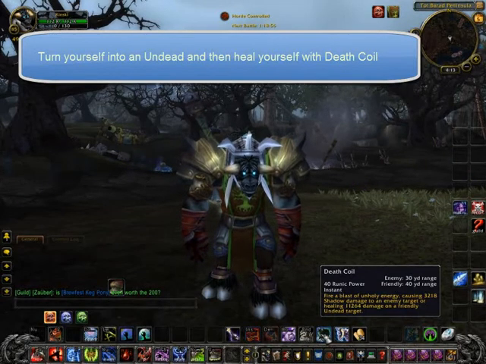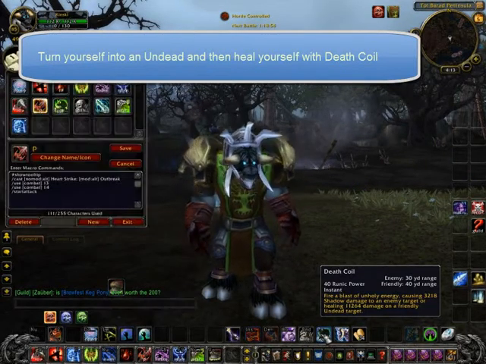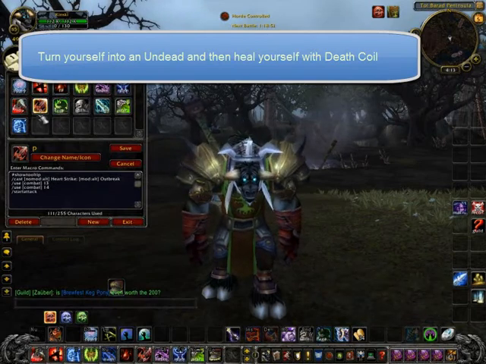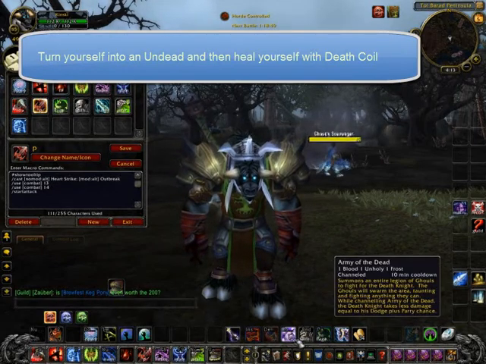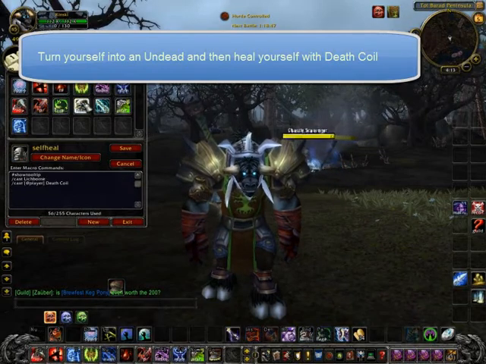In fact, there's actually a macro that you can use. A lot of websites are talking about this macro. I'll bring it up right now. Let's see where I have it bound to. Here it is right here.